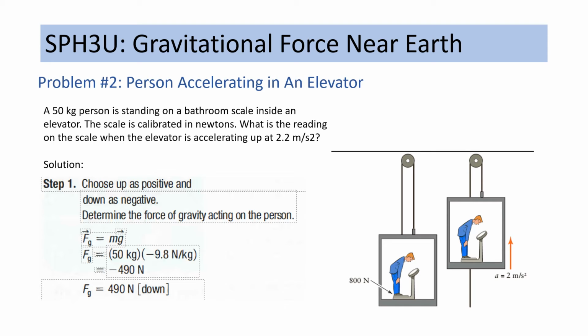So determine the force of gravity acting on the person. The force of gravity is mass times the rate of gravity, which is 50 kilograms. Now, because we're going down, it's negative 9.8 newtons per kilogram, which is negative 490 newtons, which is really 490 newtons down.